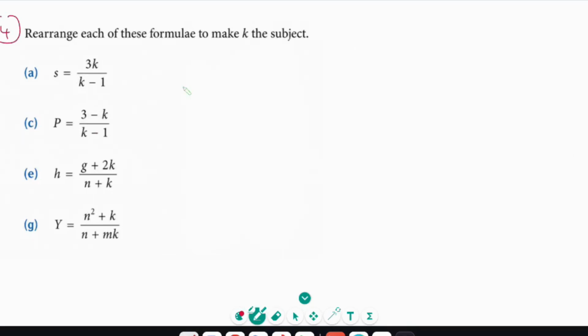Right, question 4. Last set of questions here. Times both sides by k minus 1 gives us 3 bracket k minus 1 is equal to 3k. Now let us expand our brackets. 3k minus 3 is equal to 3k. No, it's not a 3, it's an s.